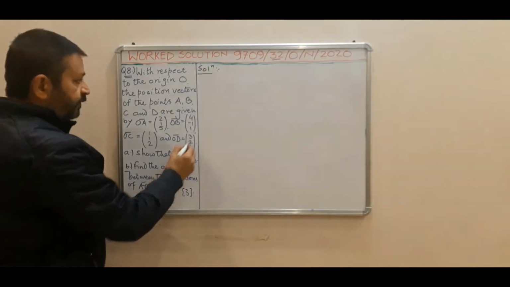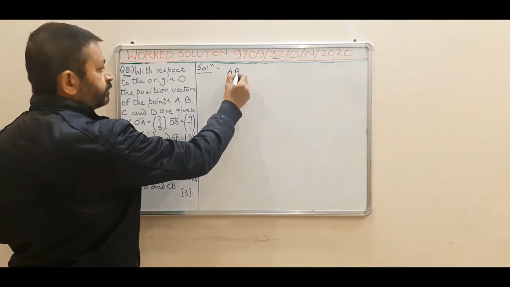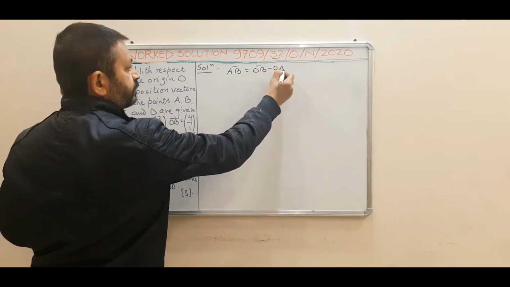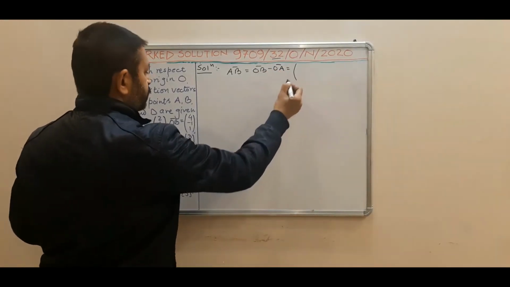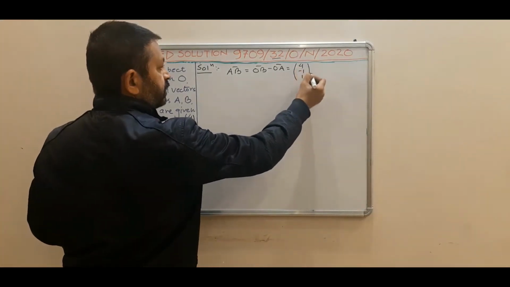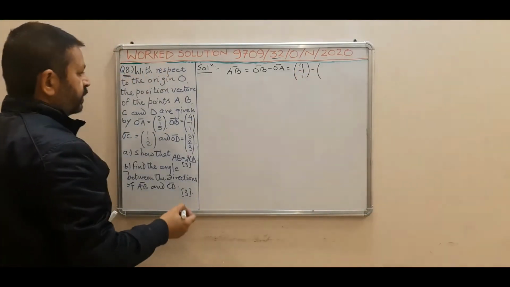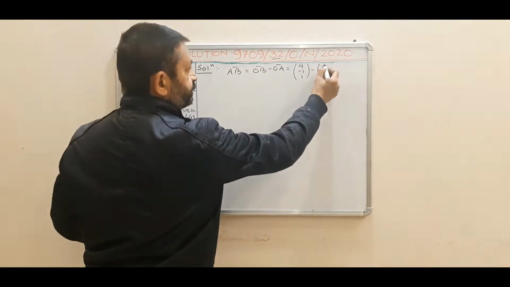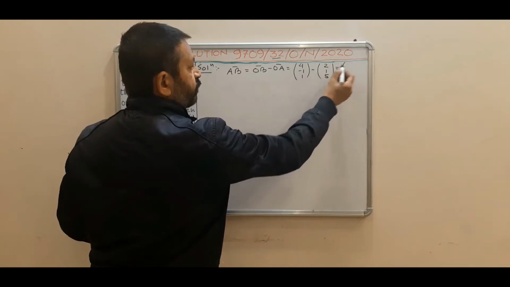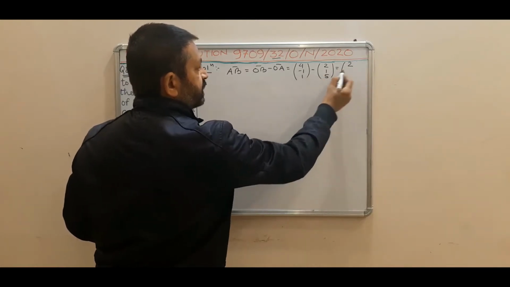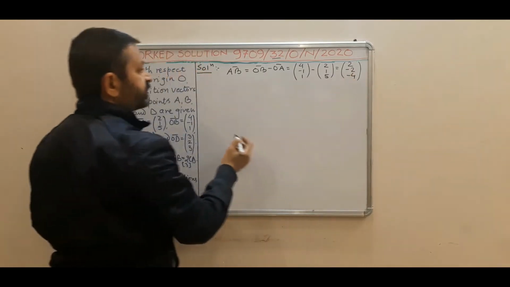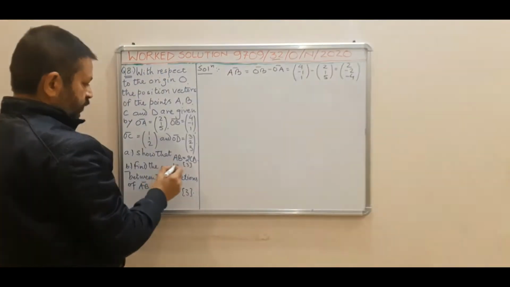So first we will find vector AB, which will be OB minus OA. So OB is given as (4, -1, 1) minus OA, which is (2, 1, 5). It becomes 4 minus 2 is 2, -1 minus 1 is -2 and 1 minus 5 is -4. This is the AB vector. Now we will calculate vector CD.